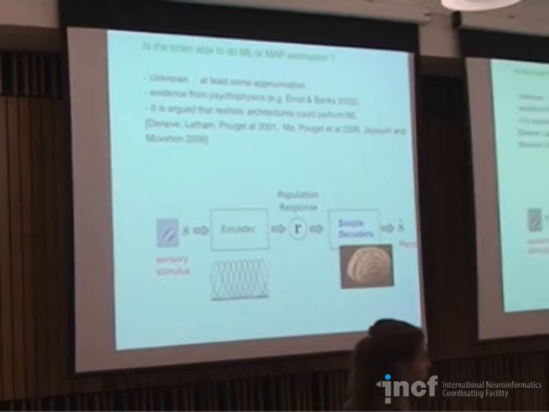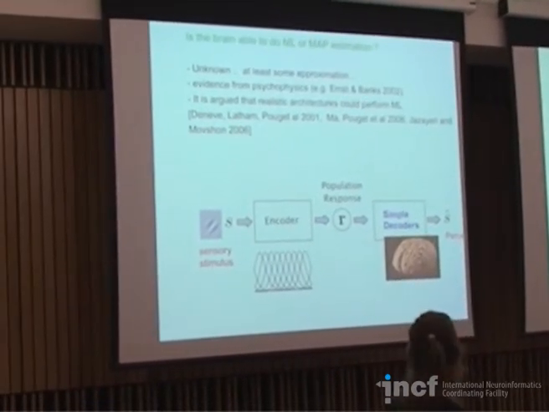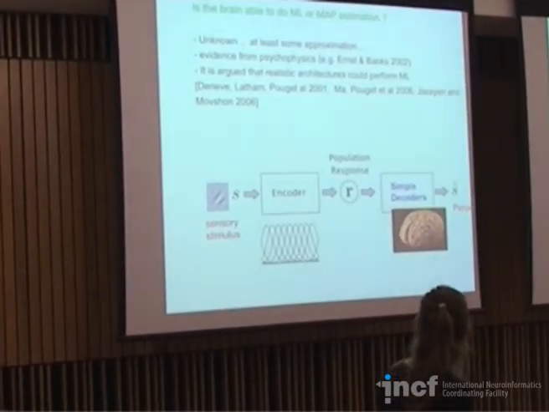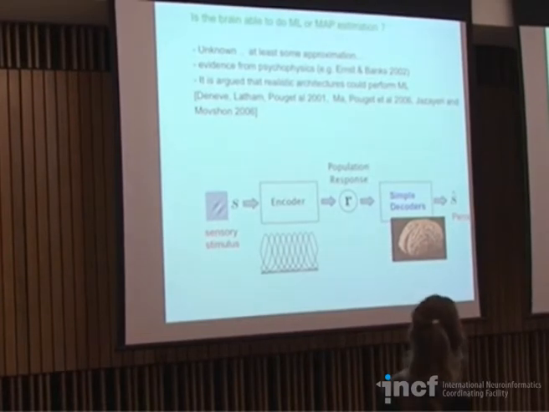The plausibility of those circuits and whether they really work for the kind of computations we are interested in is not clear. But some people are interested in trying to figure out whether maximum likelihood can really be implemented in the brain to do this transformation between some population response and the response of the subject.